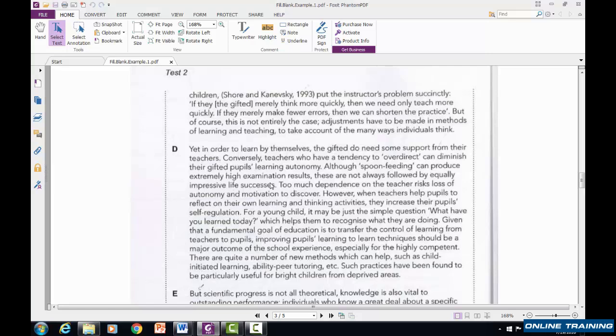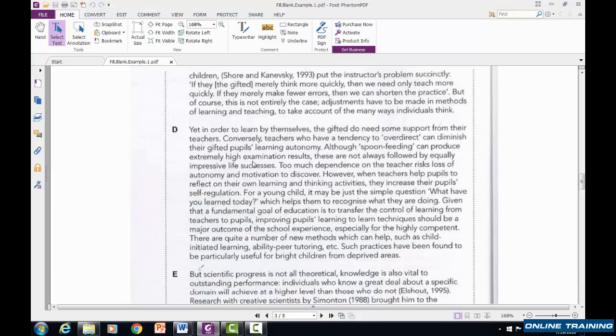Extremely high examination results. All right. Conversely, teachers who have a tendency to overdirect can diminish their gifted pupils' learning autonomy. Although spoon feeding can produce extremely high examination results, these are not always followed by equally impressive life successes.